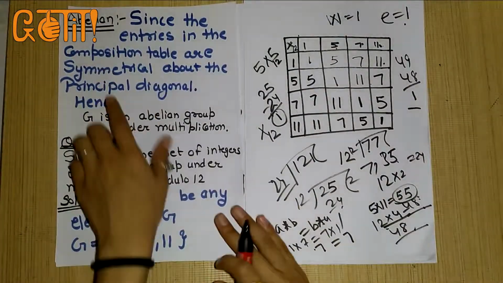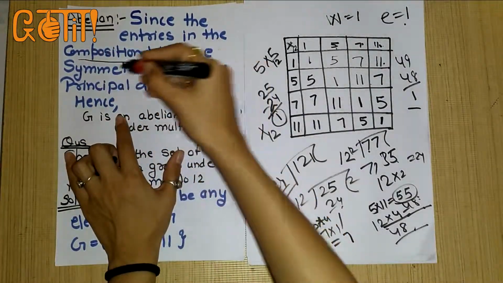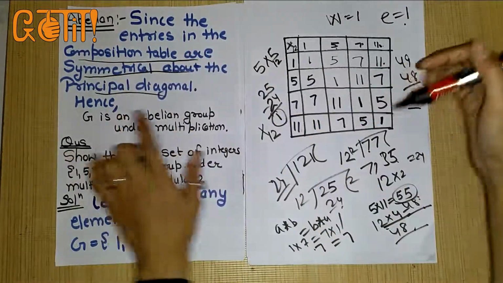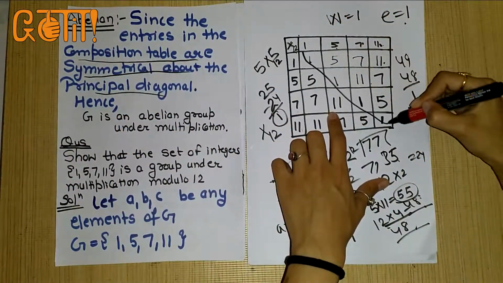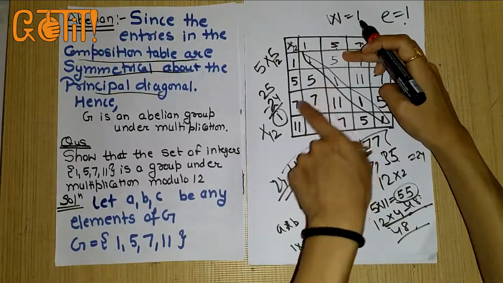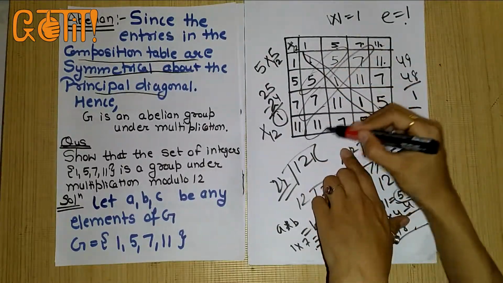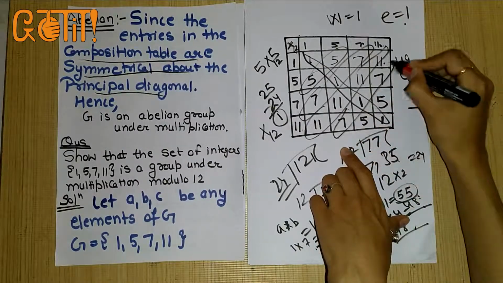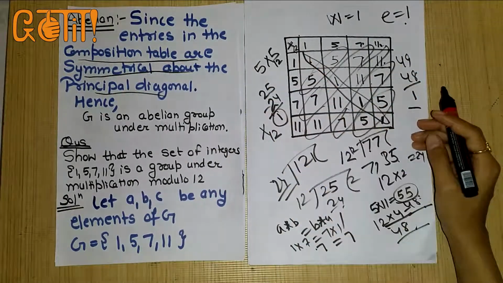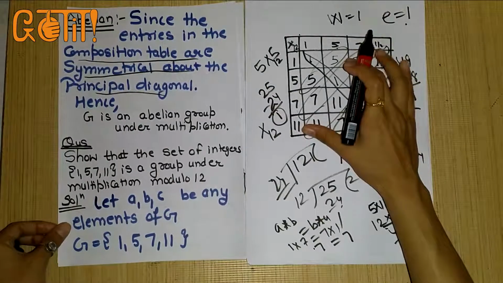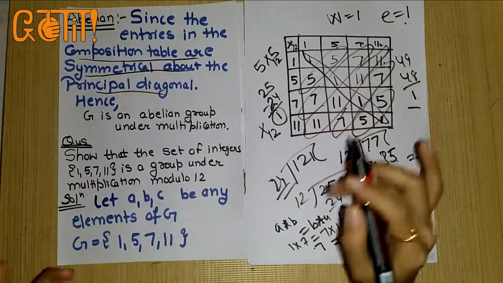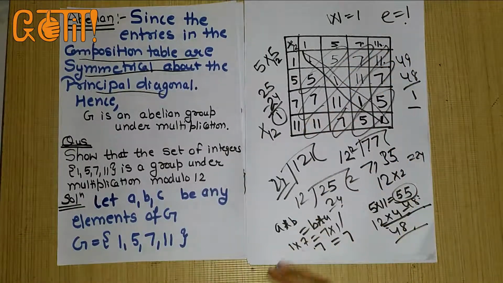When the composition table is symmetrical about its principal diagonal. So this is the principal diagonal and it is symmetrical about the principal diagonal. 5, 5, 7, 7, 11 and 11, and 7 and 7, 5 and 5. So this is symmetrical. That's why any composition table that is symmetrical under multiplication always forms an abelian group.